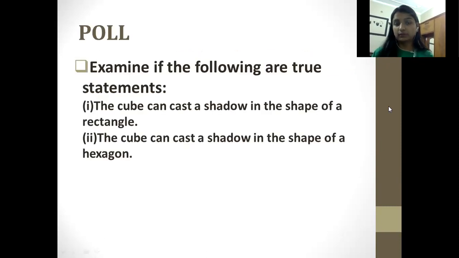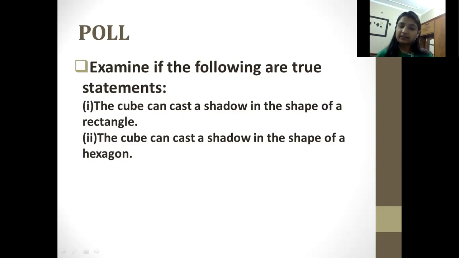Now here's a question in front of you. You have to examine if the following are true statements. You have to see whether these statements are true or not. Read the question carefully. I'm giving you a few seconds. The cube can cast a shadow in the shape of a triangle. What do you think if we are using a cube or cubical object, which is 3D in shape? What kind of 2D shape would we have? Is it true that we would have a rectangular shape? You are thinking it right.